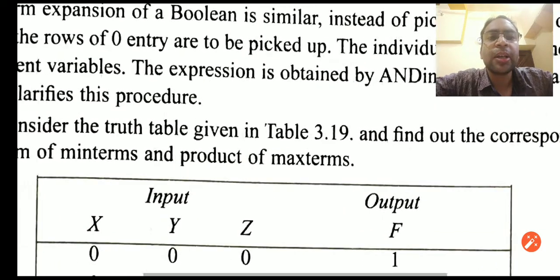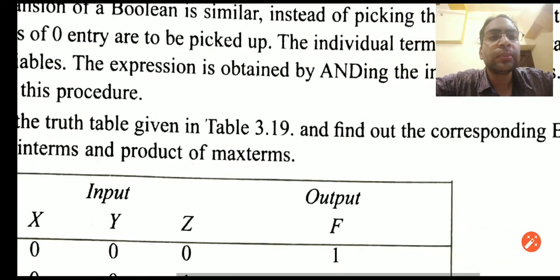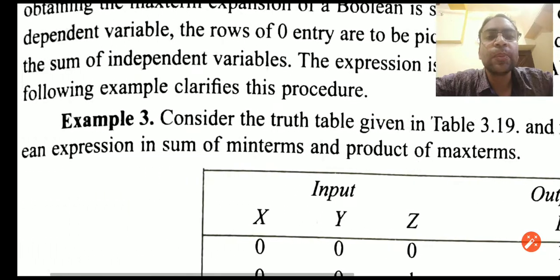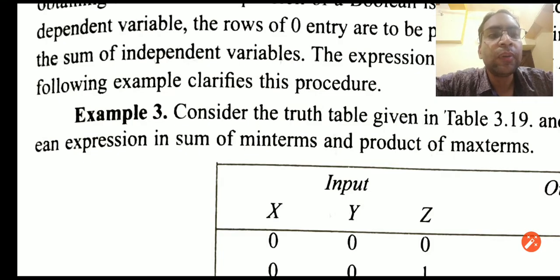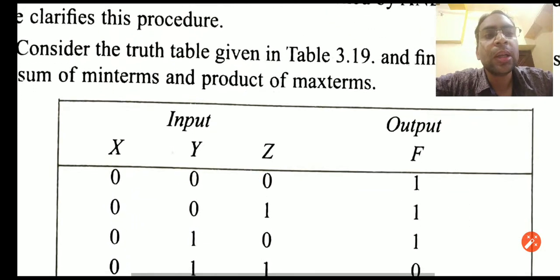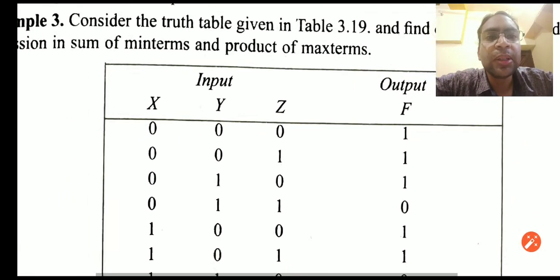Let's say this example. Consider a truth table and find out the corresponding Boolean expression in sum of min terms and product of max terms. So just with the help of this table, we need to find the sum of min terms and product of max terms. So let's see. We have three variables x, y, and z.